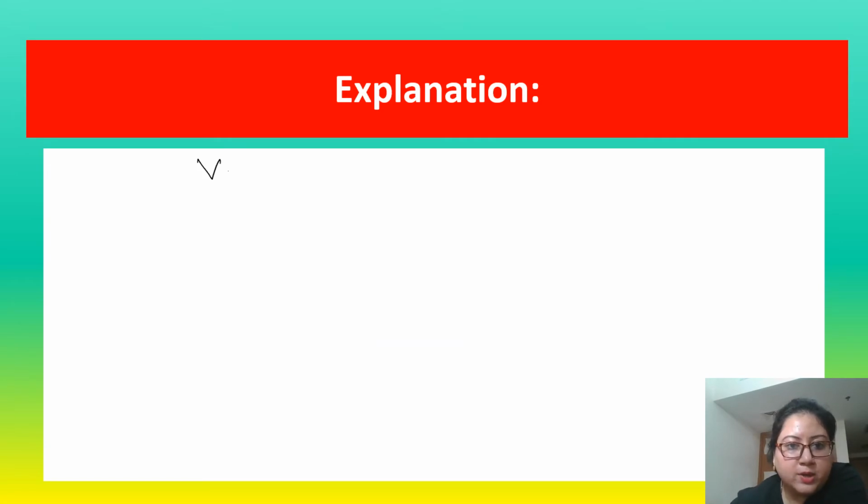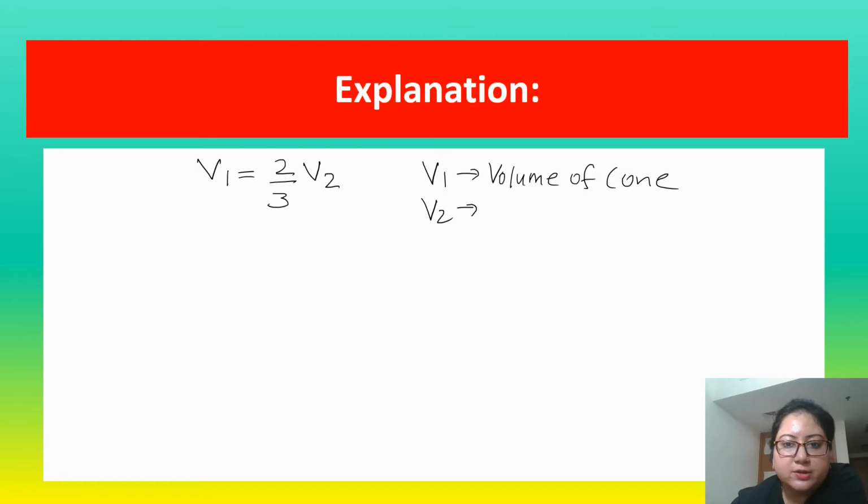Okay, so V1 is equal to 2 by 3 V2. This is the relationship we had written where V1 is the volume of the cone and V2 is the volume of the hemisphere. So let's put in the formulas, let's substitute them. I want you to recall the two formulas while I'm writing here for you, and then we'll try and form a relationship from simplifying this expression.